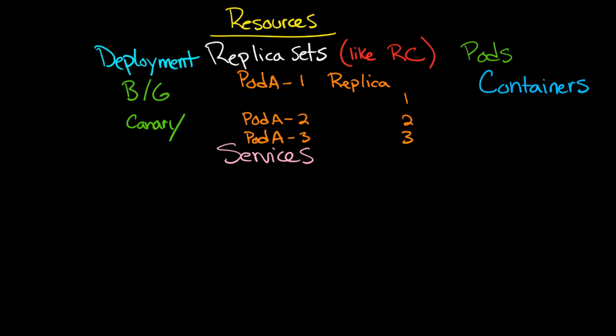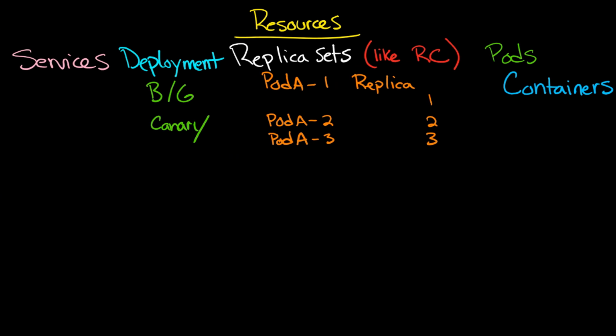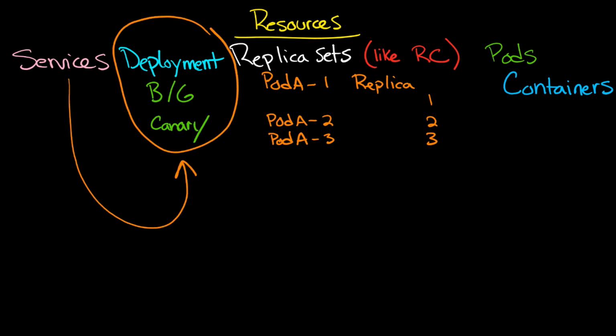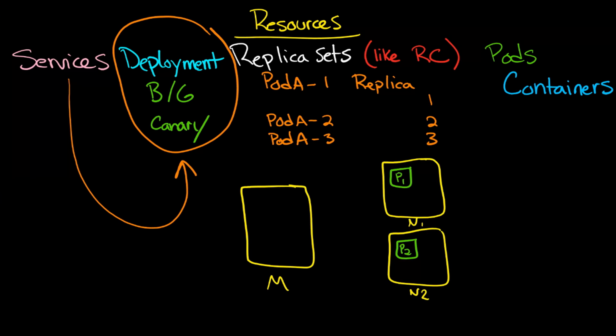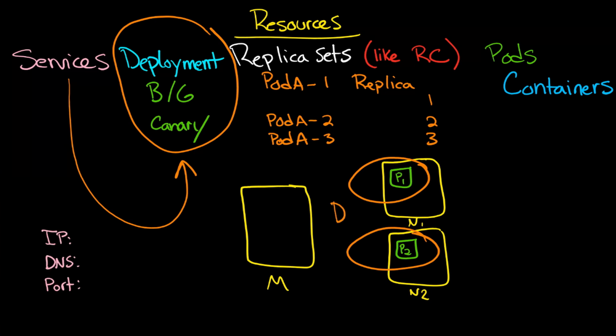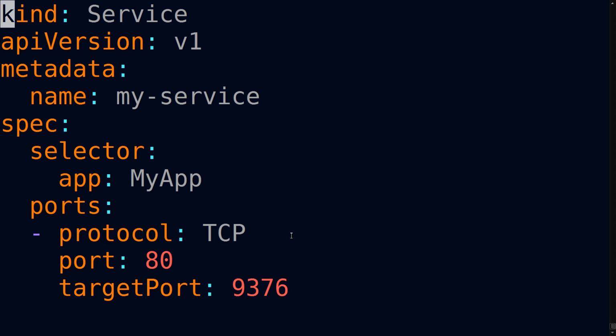And that means that services is our last component up here. Now, we've talked about services in a previous video, but the idea is that you would take something like a deployment, and then the service would wrap around it. So for example, if you have a master and two nodes, and this pod actually work together as a single deployment, you can create a service definition that creates an IP, a DNS, and a port that will not change if your pods go down. So you might, for example, have a service that looks like this.